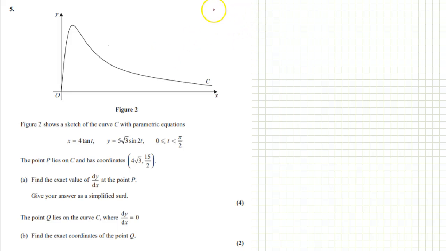Question number 5, part A. The figure shows a sketch of the curve C with the parametric equations x is equal to 4 tan t and y is equal to 5 root 3 sin 2t. It is from 0 to pi over 2. Point P lies on the C and has a coordinate 4 root 3 and 15 over 2. Find the exact value of dy over dx at point P.